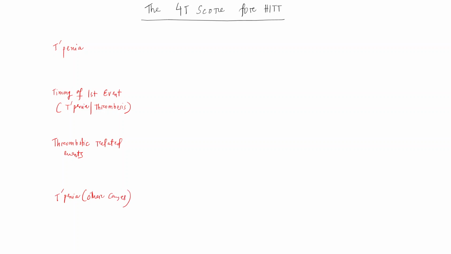Then what are the points per category? We have 0, 1, 2. Now coming to the first T, that is thrombocytopenia. It is divided again into three types: very low nadir, then low nadir, then moderate nadir.